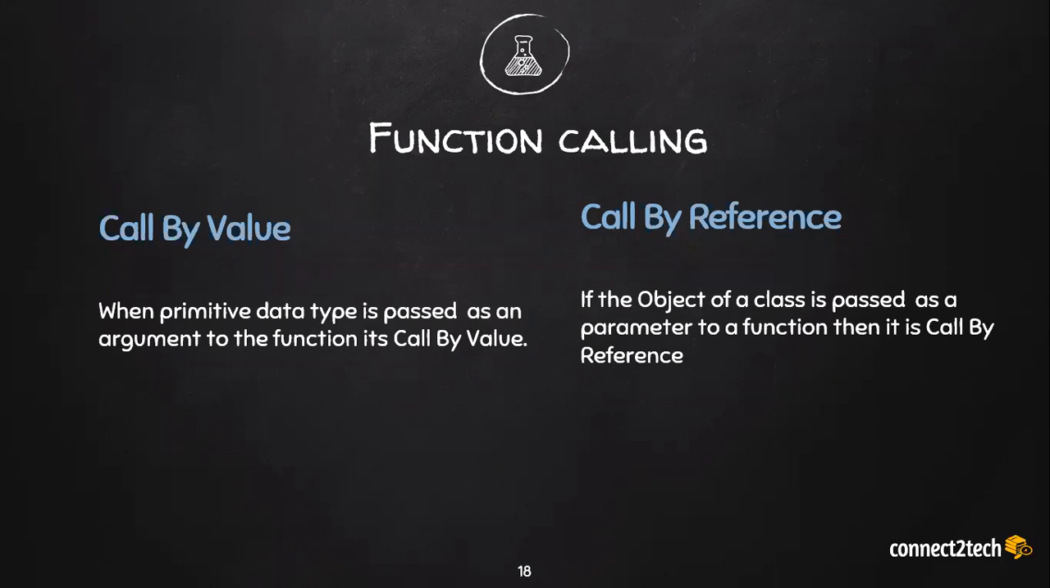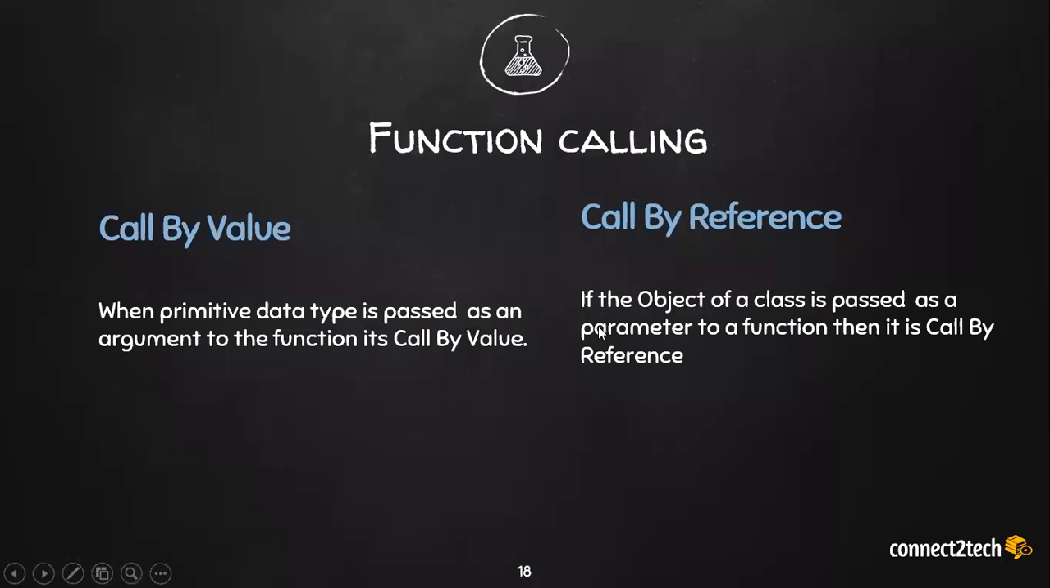Now we are going to look at function calling. In Java, we can call functions in two ways. The first is call by value and another is call by reference. So for now we are going to focus on call by value. Call by reference we will cover after we have covered classes and objects in Java.